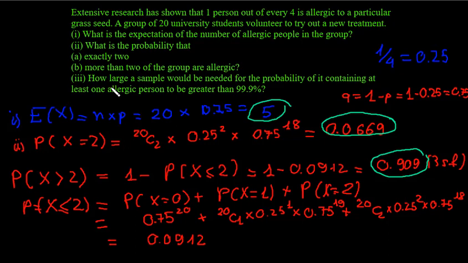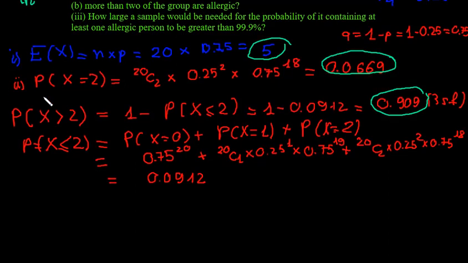Now we'll take a look at the final question. How large a sample would be needed for the probability of it containing at least one allergic person to be greater than 99.9%? So the question is asking us to find n, because it says how large a sample would be needed. At first our n is 20, but now it requires a new n. Now we'll solve it step by step because this question looks quite abstract and hard to follow. First of all, let's solve the question.